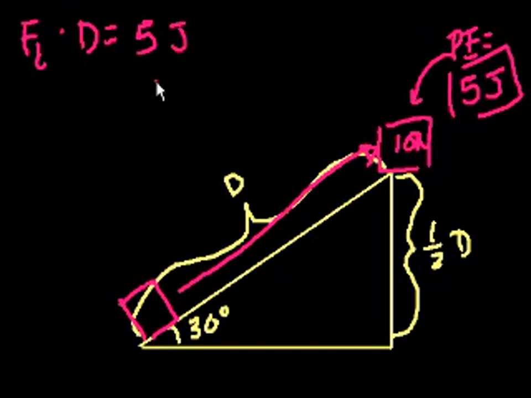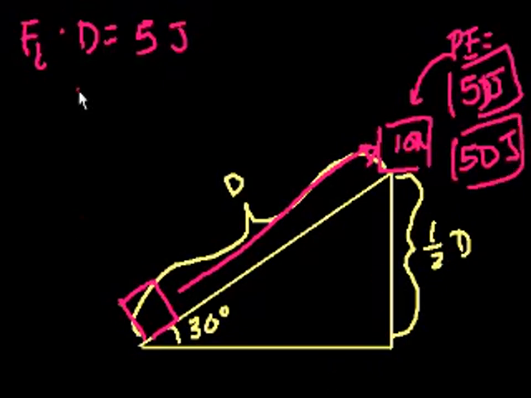Right? So this isn't 5 joules. It's 10 newtons times the distance that we're up, and that's 1/2 d. So it's 5d joules. Sorry for confusing you. 5d joules. And so the force I'm pushing here times this distance has to also equal 5d joules, right? I just used d as a variable the whole time.